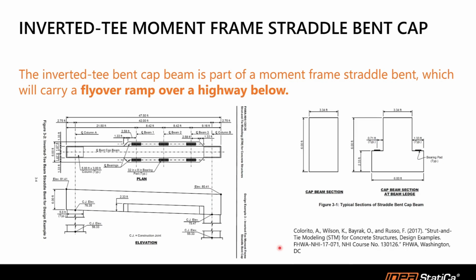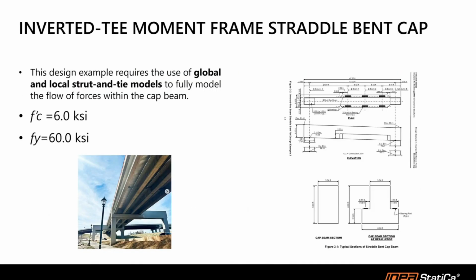And it is an inverted T bent cap beam, which is part of a moment frame straddle bent. This beam will carry a flyover ramp over a highway. So here you can see the elevation and then the plan view. In the next slide, you will see a picture of a similar structure.